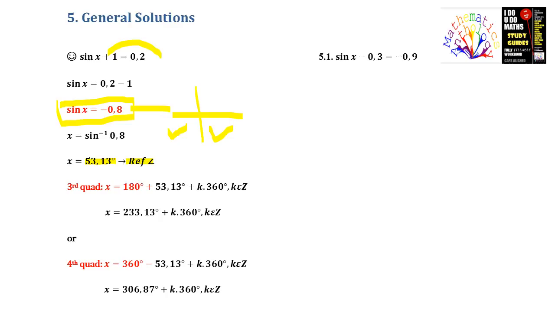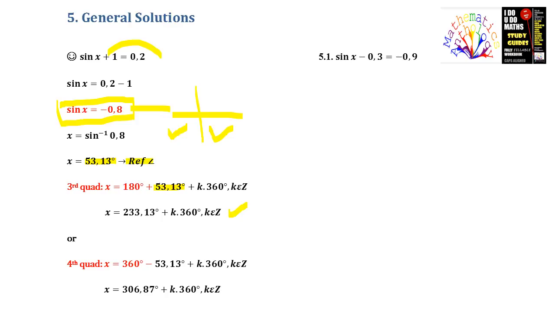So in the third quadrant, we are going to have an answer. So x = 180 degrees plus, that's the rule in the third quadrant, our reference angle 53,13 plus k times 360, k ∈ Z. This is for the general solution. So x is equal to then 233,13 degrees + k·360, k ∈ Z. That's one answer for the third quadrant.